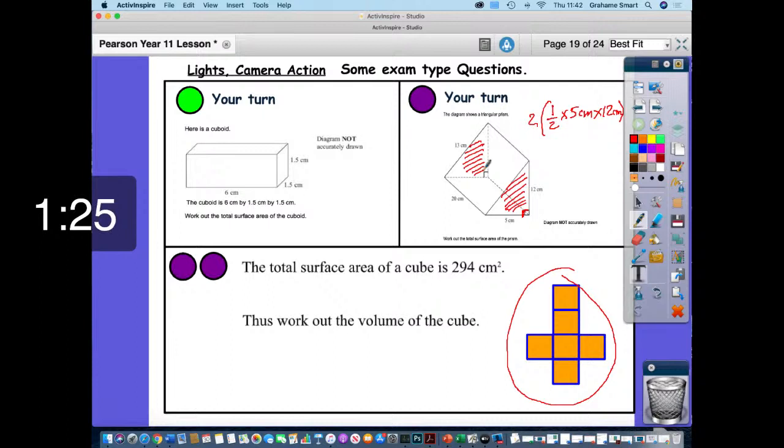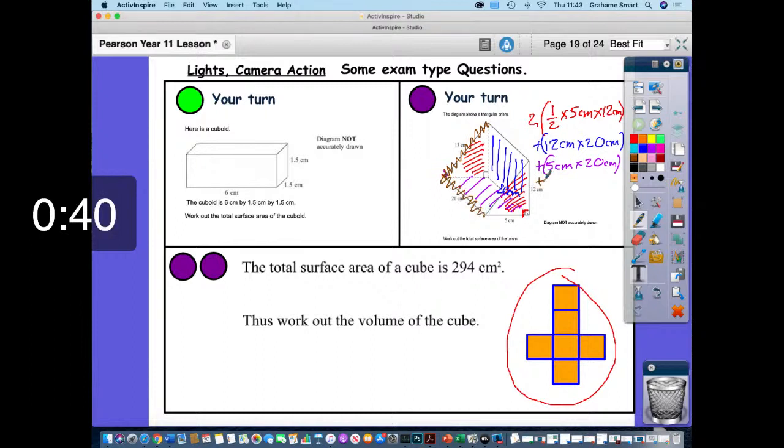How do I work out the back of this shape? Well, the back of this shape is going to be given by what? It's going to be 12 times 20. Okay, so let's do that in blue. The back of this triangular prism is given by 12 multiplied by 20. And then the base of this shape, let's do that in purple, is given by 5 multiplied by 20 centimetres. And then the trickier one, which is that this diagonal face is given by, what colour can I use? Oh, I'll use brown. I've got 13 there and 20 there. So the final face is given by 13 centimetres multiplied by 20 centimetres.